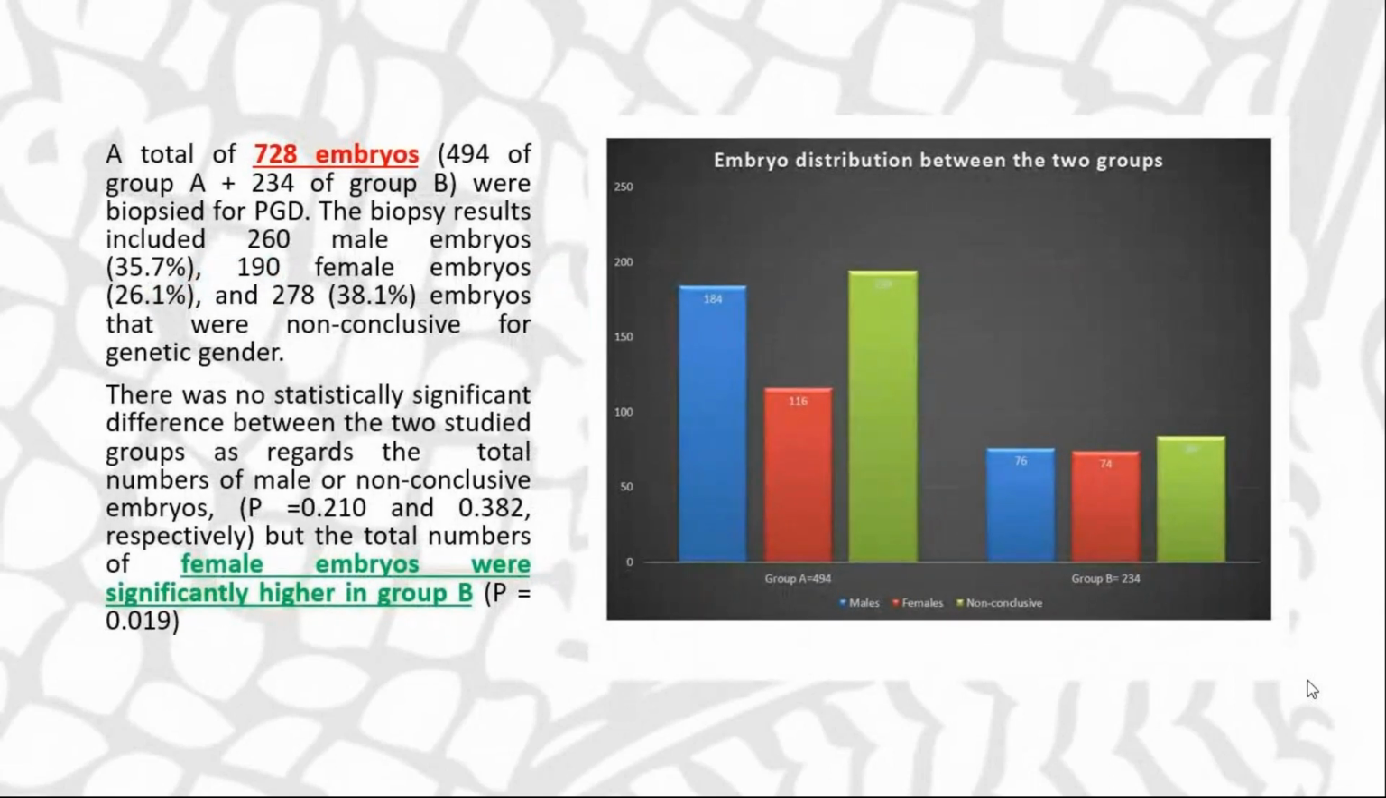Okay, these are the results of the PGD as regards the 2 groups. To summarize, we did not find any statistically significant difference between the number of male embryos and the number of non-conclusive embryos in the 2 groups. But we have a significant statistical difference between the 2 groups in the number of female embryos. Group B had a higher rate of female embryos.